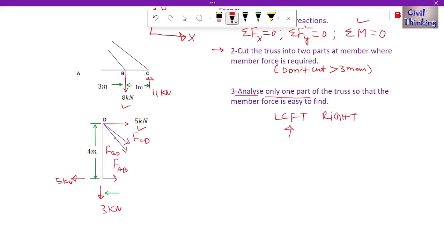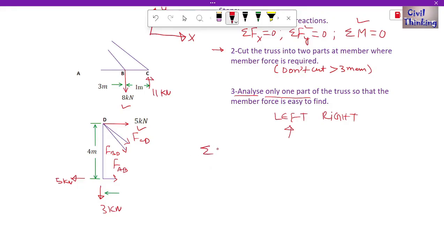Now you see, if I apply the moment equation at D, then we don't have to find the moment due to FCD and FBD, because they are passing through D, so the moment due to them is going to be 0. Then there will be two moments, the moment due to FAB and the moment due to 5 kilonewton. The 3 kilonewton is also passing through D, so we will simplify that equation and find FAB. We don't need to apply the other two equations. Let me show you how.